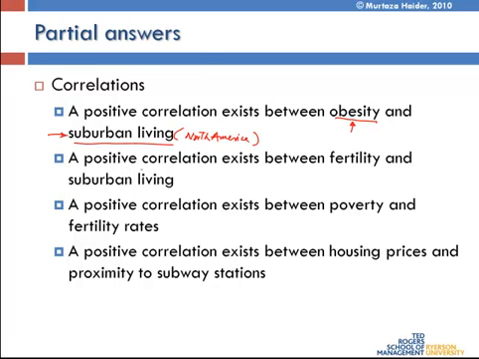There's also a positive correlation between fertility, that is higher rates of children, and suburban living. That is, families who live in suburbs have more children than those who live in the city center. What does it mean? It means that if you plot fertility rates against suburb versus city center living, you would notice that those in the city center have fewer children.